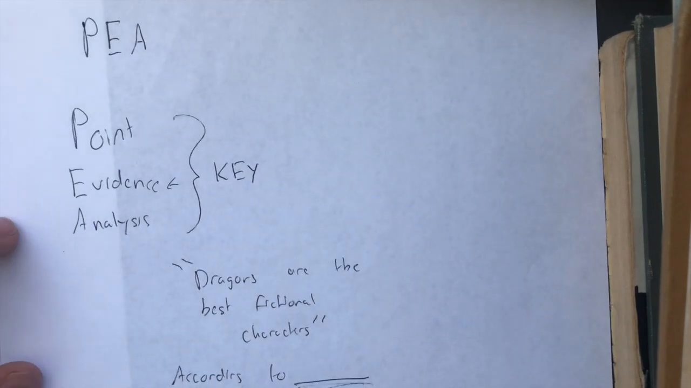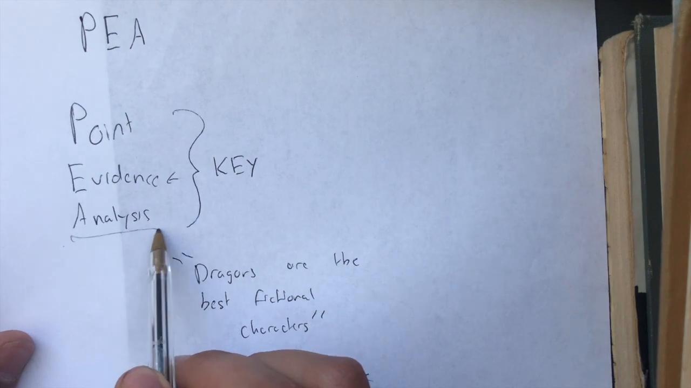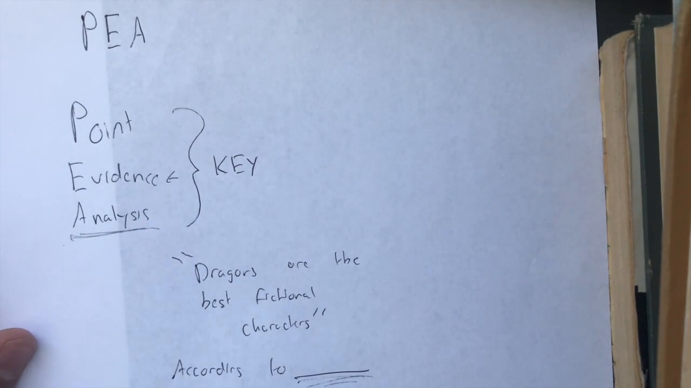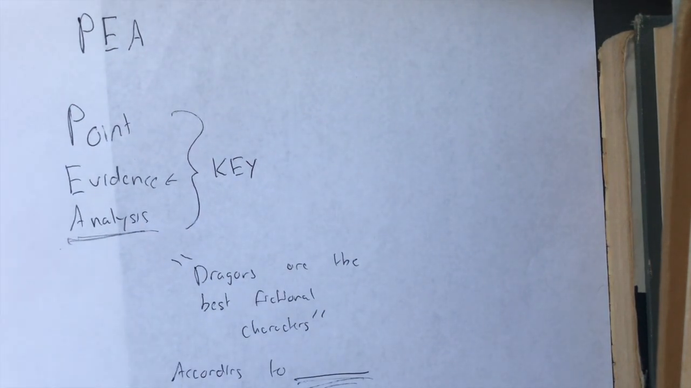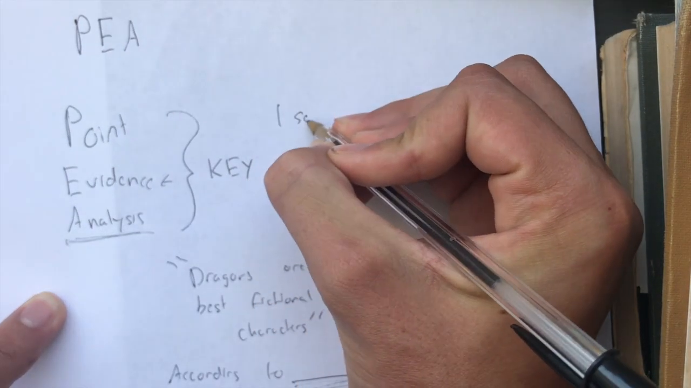And then finally, and probably the most important part of a PEA is the analysis, okay? So in the analysis, you have to kind of connect your point and your evidence and then go a bit deeper and explain why, in connection to your evidence, why are dragons the best fictional characters. This is just a very simple example. Of course, you're gonna have to do this in much more complicated subjects and much more complicated areas of focus, but that's basically it.